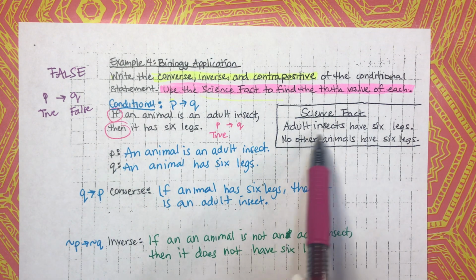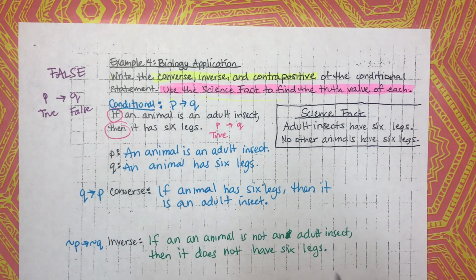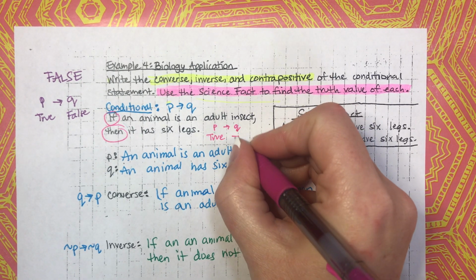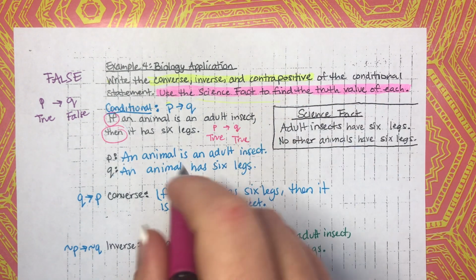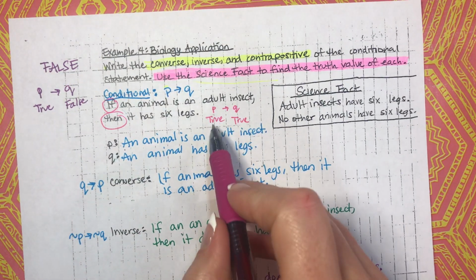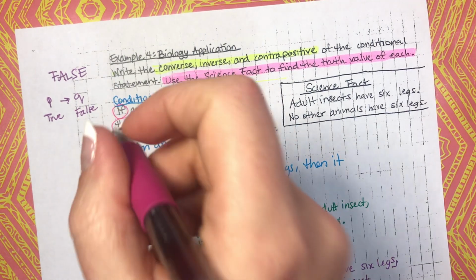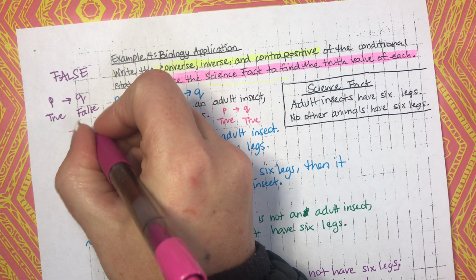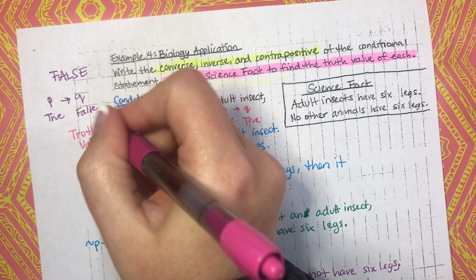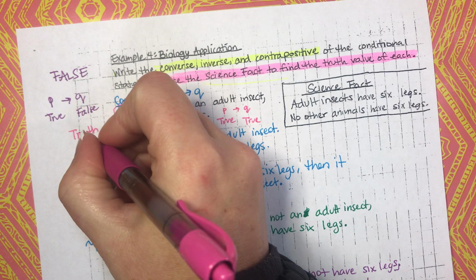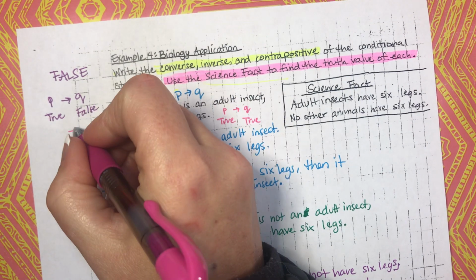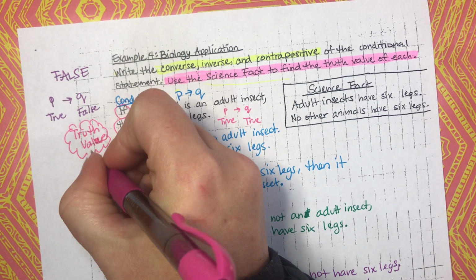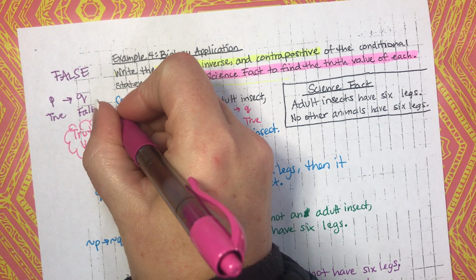Well, then that would be true because it says adult insects have 6 legs. So I'd say that the conclusion would be true, which means the truth value for this one, true and true, that's a true. So the truth value for the conditional is true. So true conditional.